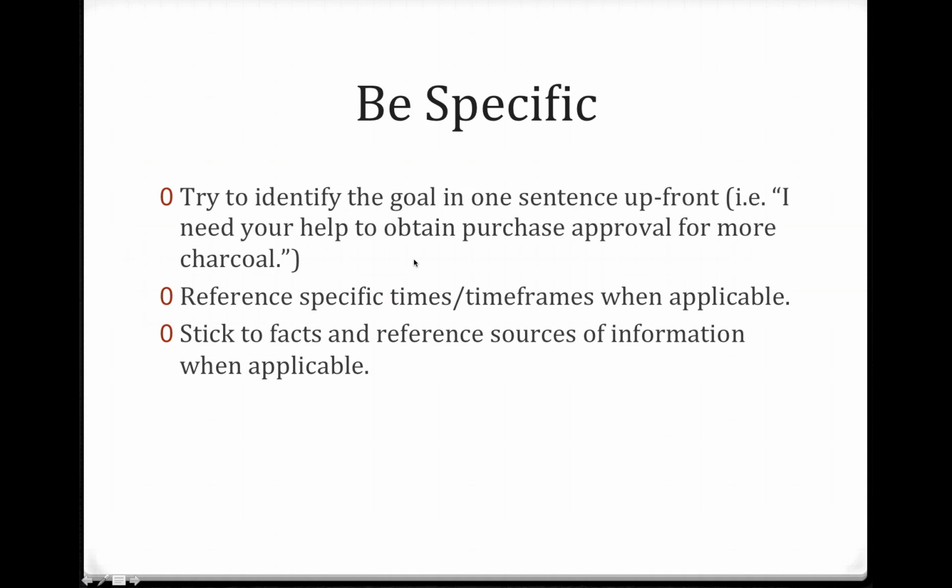Try to identify the goal in one sentence up front, for example, I need your help to obtain purchase approval for more charcoal. Well, like we said earlier, that's another example. I'm out of charcoal. I need purchase approval. And then down below, I might say a bag of charcoal costs $5.95, and it can be obtained from whatever vendor. And here's the number we can call to order it. Just an example.